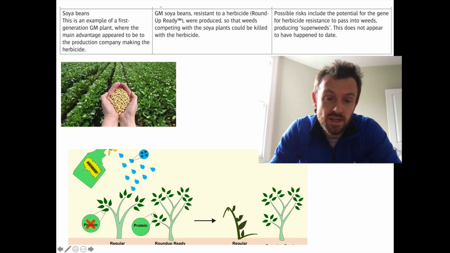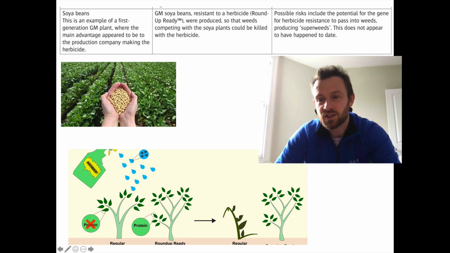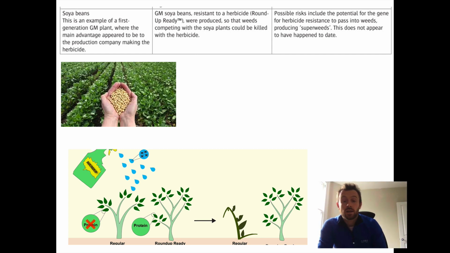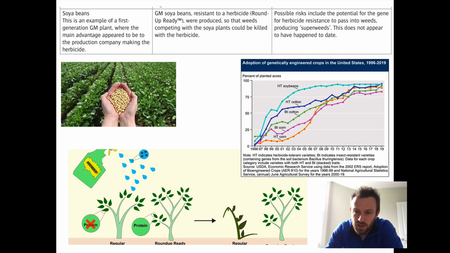So this basically makes the process of eliminating weeds more efficient and increases yields. Possible risks could be if this herbicide resistance gene passes into weeds, then those weeds would obviously be resistant to the herbicide, super weeds. Doesn't appear to have happened that much to date.